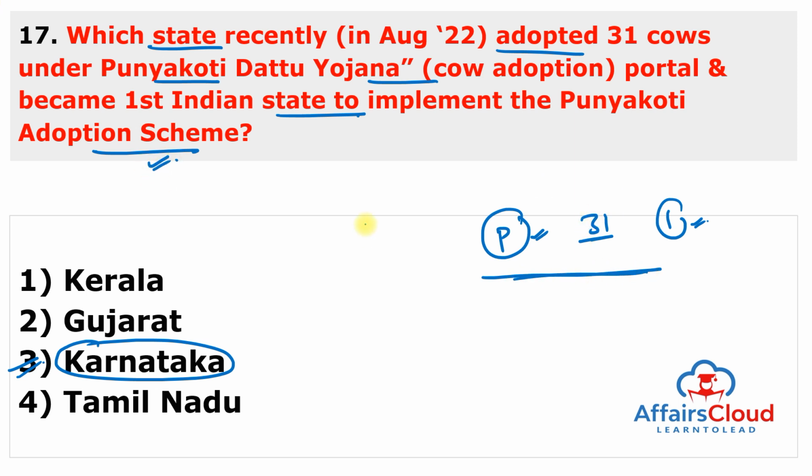And the portal was launched by Karnataka Chief Minister Basavaraj Bommai with an aim to provide nutrition and care for the cows. And the main aim of Punya Koti Dattu Yojana is to take care of non-milch cattle and sick animals, including other animals that are left by the farmers, with the cooperation of the public, and to strengthen their shelters through the donation or adoption of abandoned cattle. So this is the state of Karnataka, which became the first Indian state to implement the Punya Koti or cow adoption scheme.